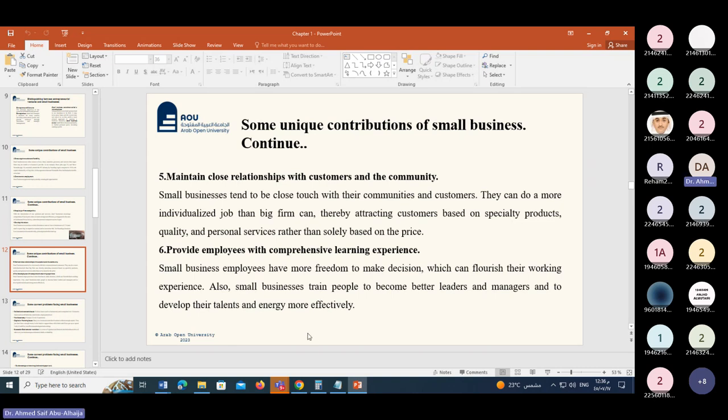Number six, provide employees with a comprehensive learning experience. Why do I say that? Because in small businesses, again, we said that you actually offer them some jobs, right? If you are working with a small business, you need to be everything, okay? Sometimes you need to be everything, like 5-in-1, not even 2-in-1, 5-in-1, okay? You need to be the owner and the manager and so on, right? Even the employee needs to know how to sell the item, how to merchandise and organize the products, right? And also how to promote and make promotions. So this will give you really interesting experience about different aspects of marketing.